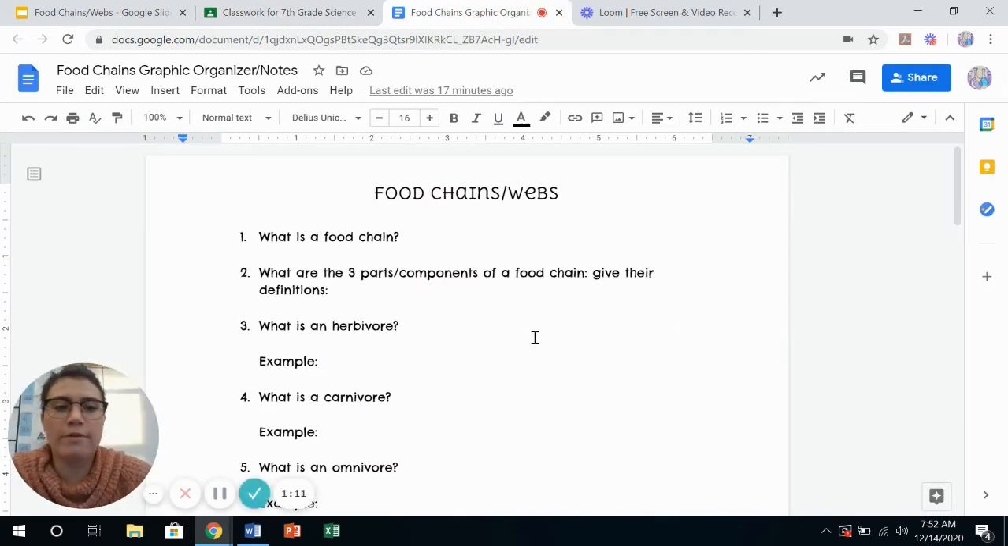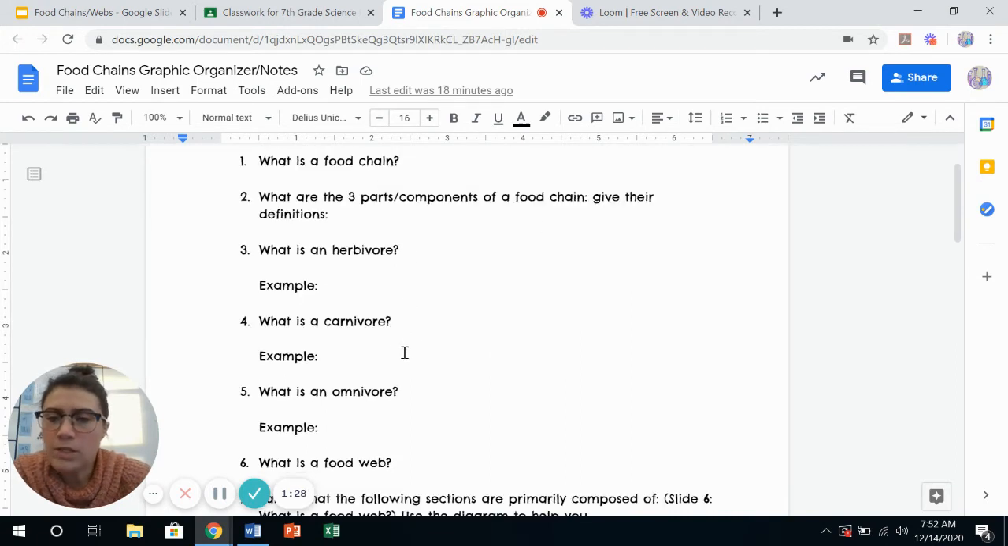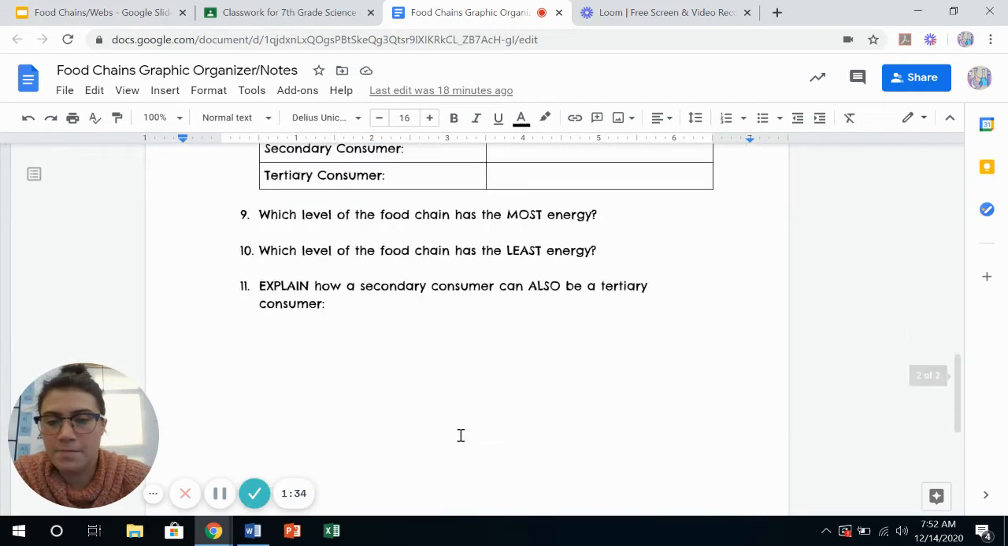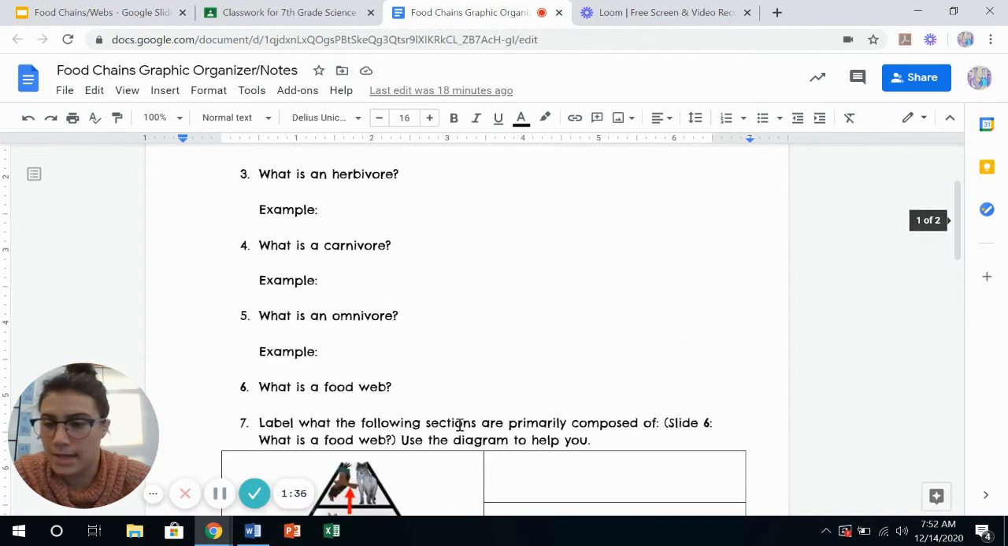So this is your graphic organizer. It's a little less structured. I have underlined the important things in the presentation, however. So if you're having a really hard time finding things, just go ahead and look for the underlined stuff, and that usually is what is going to be in your notes. I will be going through a couple of these with you just to make sure you understand it all. And then I will also explain the homework at the end of the video.